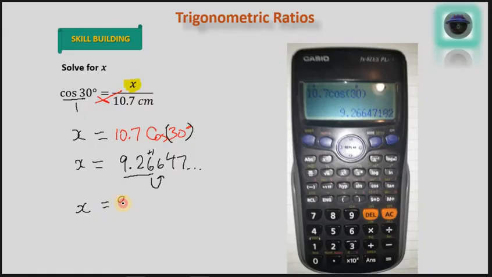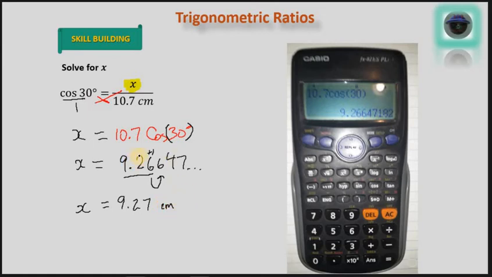Should we add a 1 to it or not depends on the next digit. And since the next digit is 5 or more, we add 1 to the 6, which gives us 9.27. And this is not degrees though. All right, this is not degrees. So this is x equal 9.27, and this will be in centimeters.